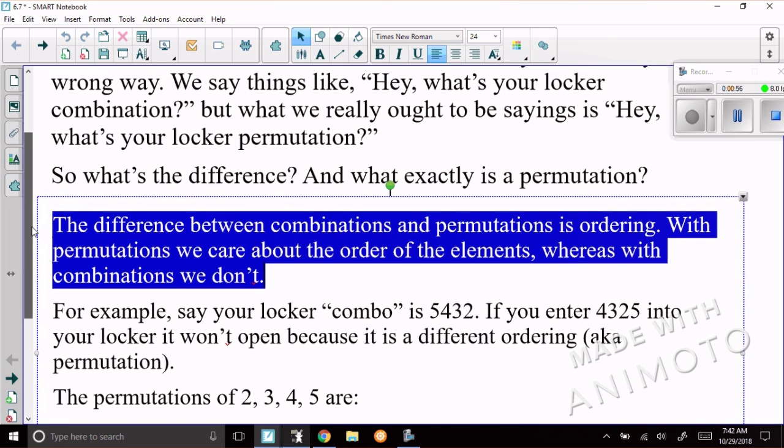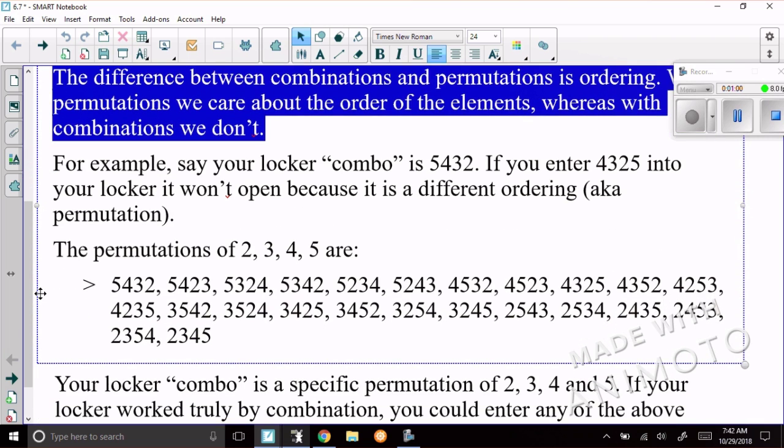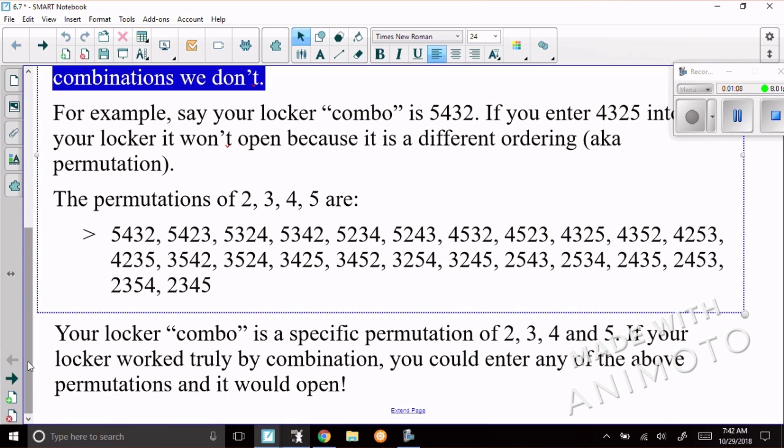permutation. The permutations of 2, 3, 4, 5 are all listed here. So this is all the different orders that the numbers 2, 3, 4, and 5 can be written without anything repeating. So we would say that your locker combo is a specific permutation of 2, 3, 4, and 5. If your locker worked truly by combination, you could enter any of the above permutations and it would open.